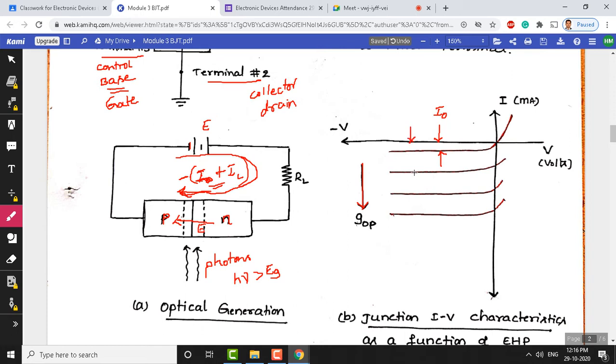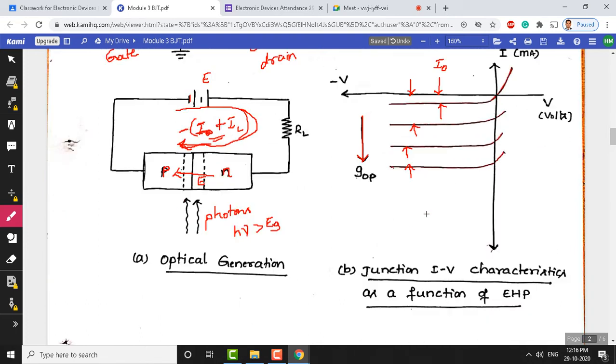This is the level of current for intensity 1, and the level of current for intensity 2 and intensity 3. The current keeps increasing in reverse bias as the illumination keeps increasing. So, this characteristic shows the junction IV characteristics as a function of the electron hole pairs generated as you continuously increase the number of photons injected onto the diode surface.